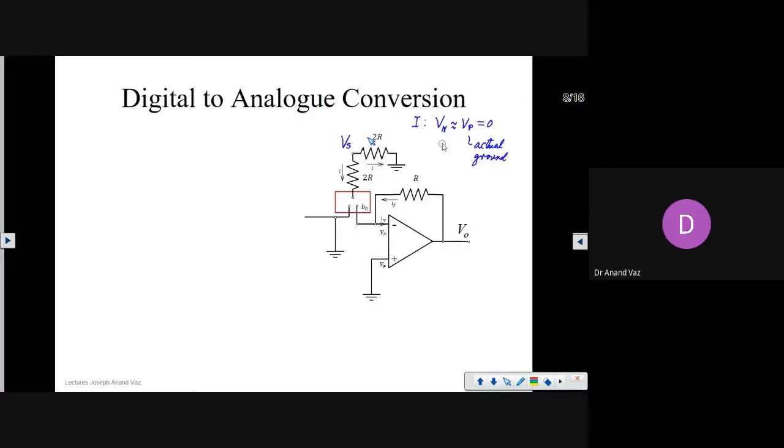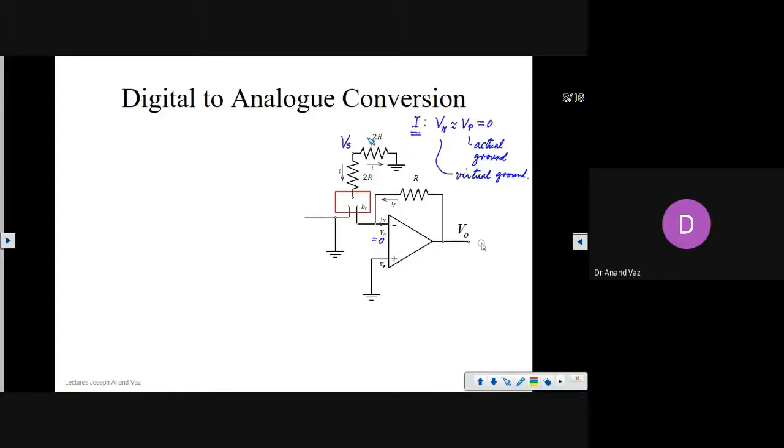And this becomes the virtual ground. It's not directly connected to the ground, but its potential becomes 0. And that is because of the first principle of the operational amplifier. So Vn over here is now going to be equal to 0.